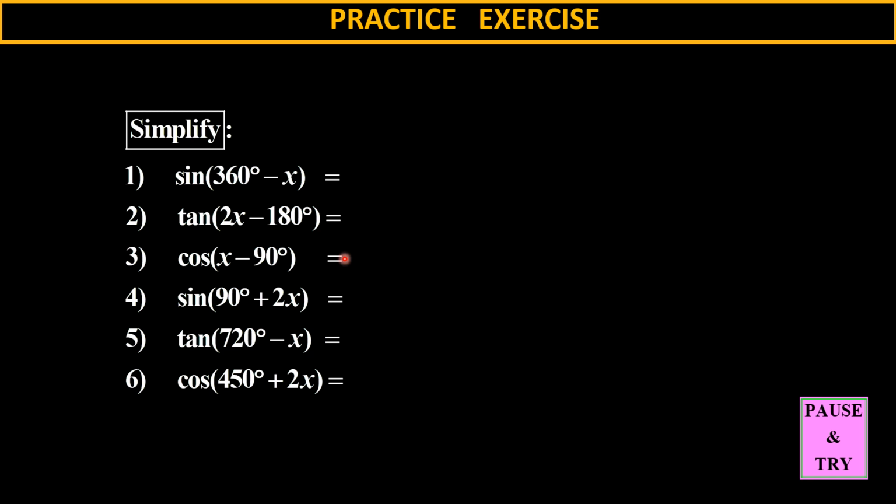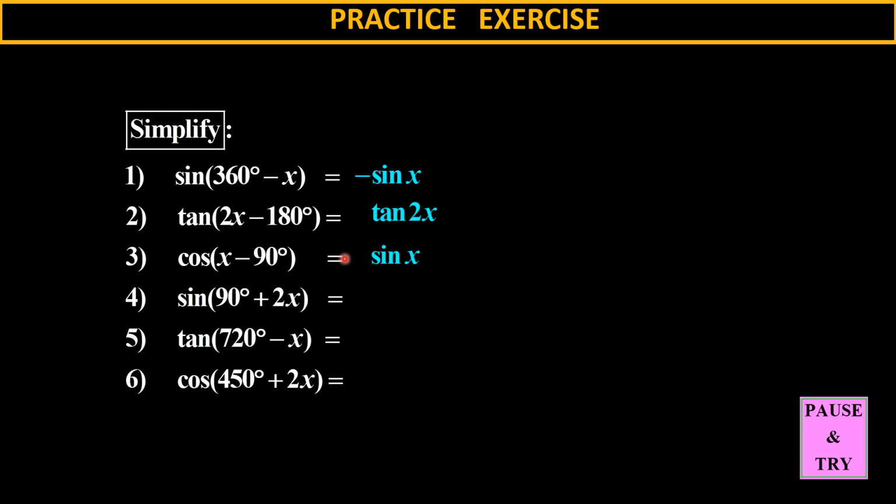Sine 360 minus 1 gives me a negative answer. So the answer is going to be negative sine of x. Tan, you can make that a 1. 1 minus 180. So that will be positive tan of 2x. There's a 90 involved, so that cos of x minus 90 is also a positive answer. So that answer there will be positive sine of x.